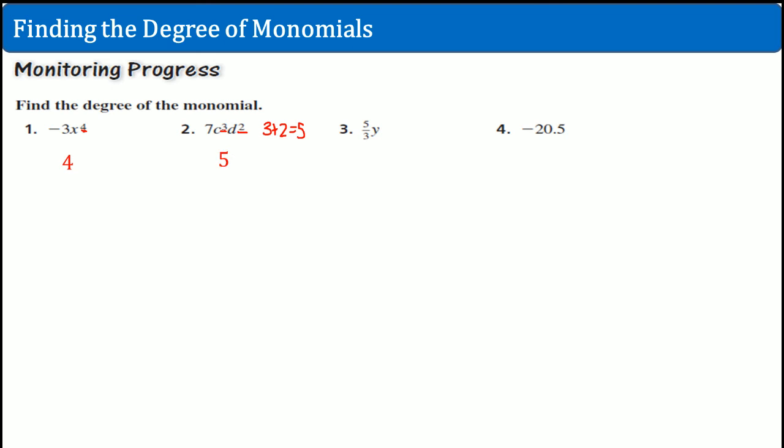What is the degree here? Again, it is the number on top of the exponent, which is a number 1. So it should be a first degree. What about this one? Again, this can be written as negative 20.5 x to the 0 power. Again, this is referred to as a constant, and a constant has a 0 degree. Okay? So there you go. That is how you find the degree of a monomial.